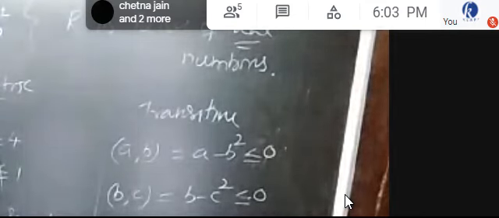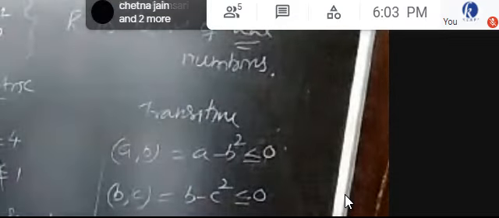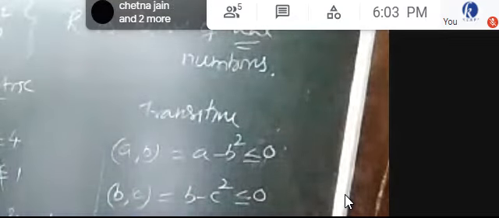So (2, 3), (3, 5), right? (2, 3) and (2, 5). Between 2 and 3 means what? 2 is less than or equal to 9, A is less than or equal to B square. Similarly, 3 is less than or equal to 25. Then obviously, 2 is less than or equal to 25. For integers, it is satisfied, sir. Yes, sir. Integers, it satisfies.